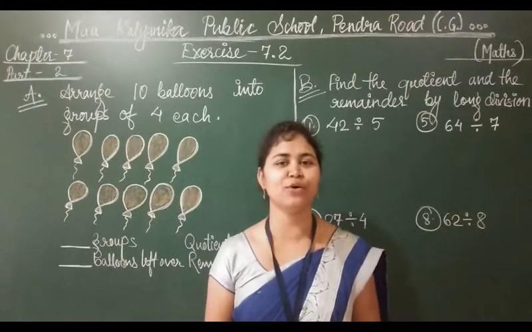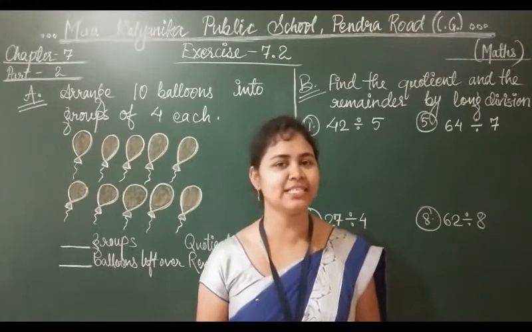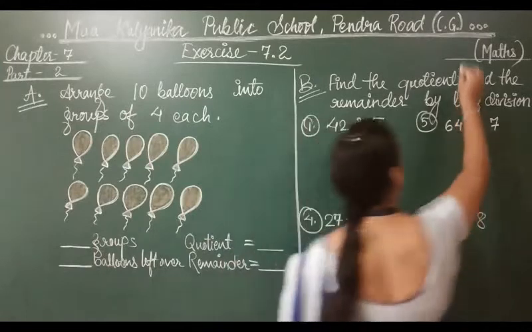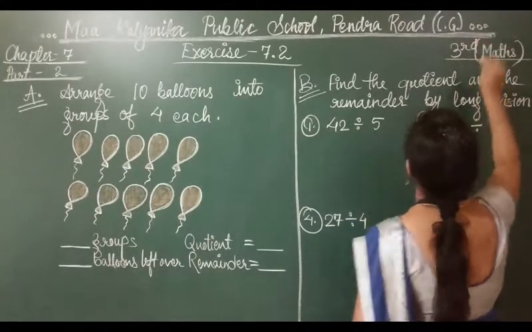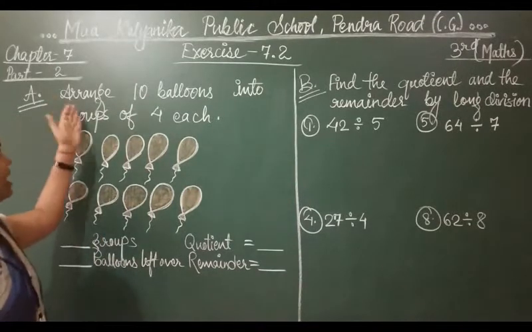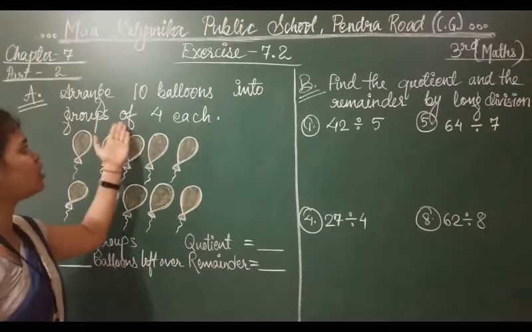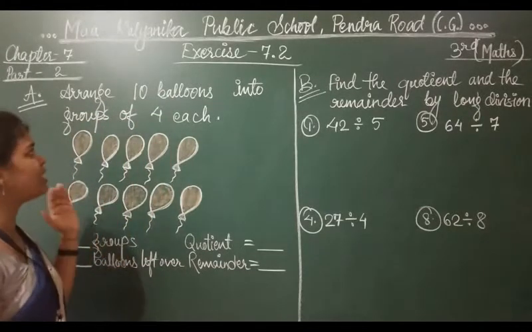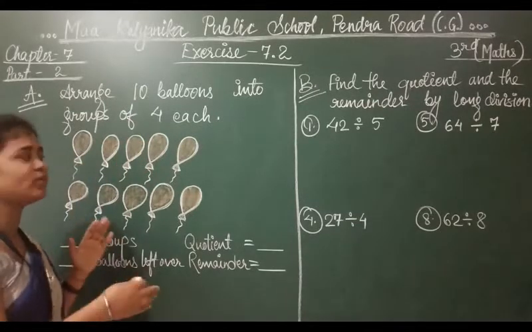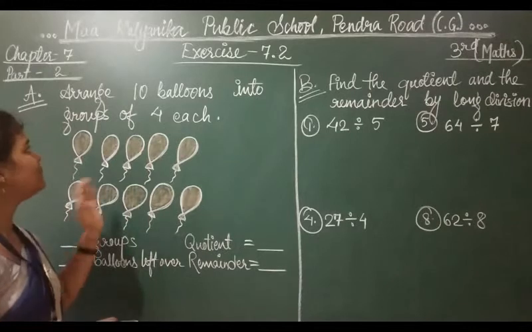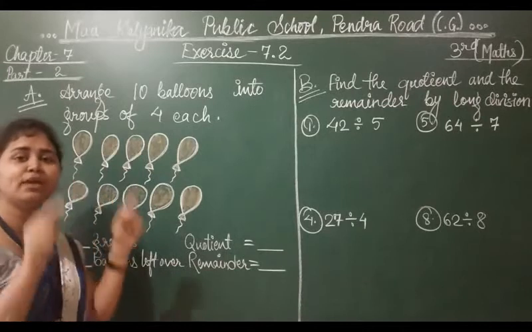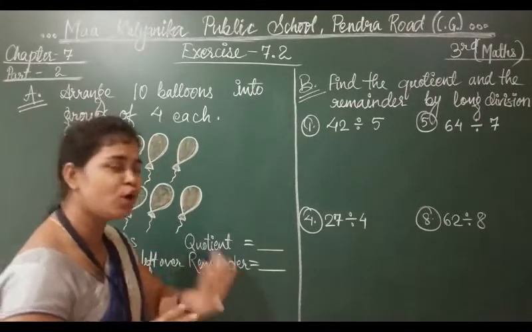In this video, I am going to teach you class 3rd Maths, exercise 7.2, the second exercise of chapter number 7. So students, in exercise 7.2, question number A is given: arrange 10 balloons into groups of 4 each. We have to arrange the balloons into groups of 4 each, which means we have to make groups. How many groups there will be, we will find out in this question. Each group will have 4 balloons.